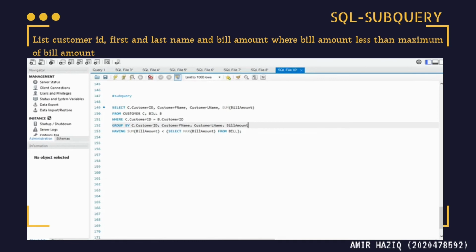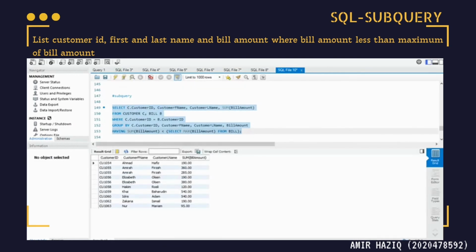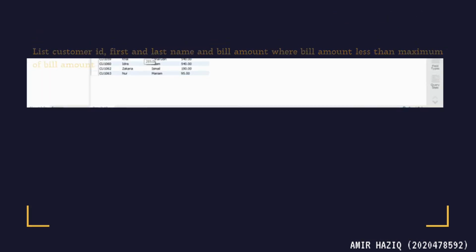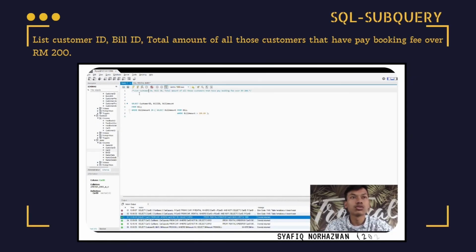After that, HAVING sum of bill amount less than, because the question asks about where bill amount is less than. So less than, put the subquery, open bracket, select max bill amount from bill table, select all, and run. We got the output. So we're going to move on to the next example of subquery.